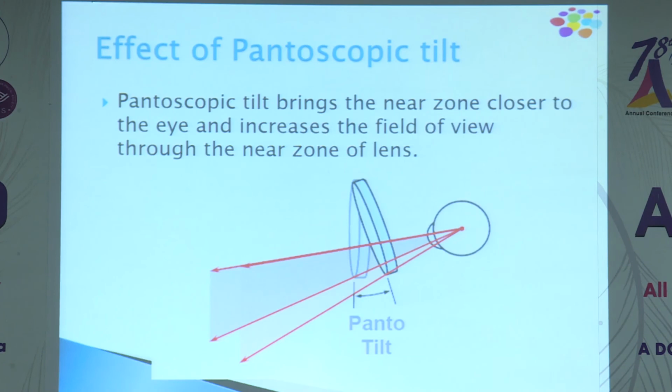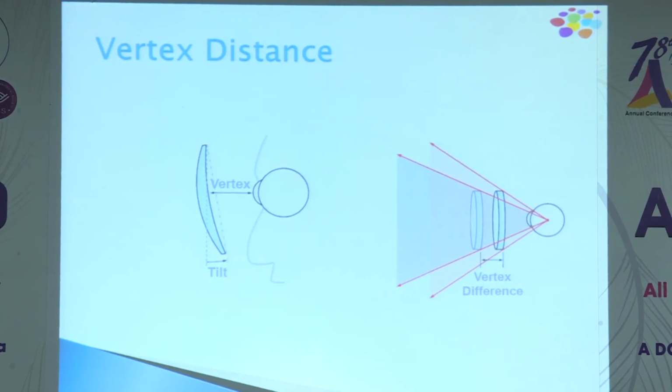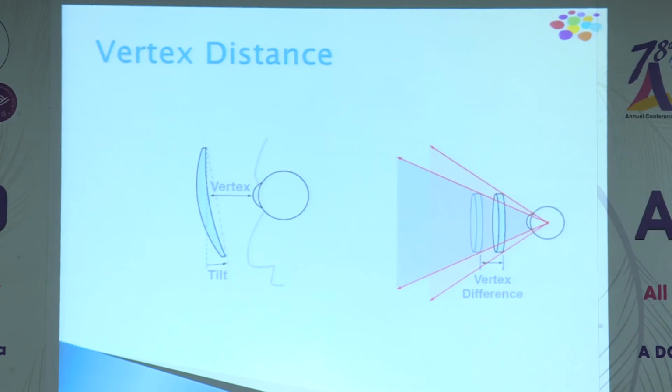If a patient who has progressively used one frame is changing to another frame, and the tilt is not correct, the patient won't adapt to it. He will keep coming back and telling you that. So you really have to check whether this pantoscopic tilt is correct. And of course, the vertex distance is very important for high power lenses. If it is much anterior, his field will be reduced.